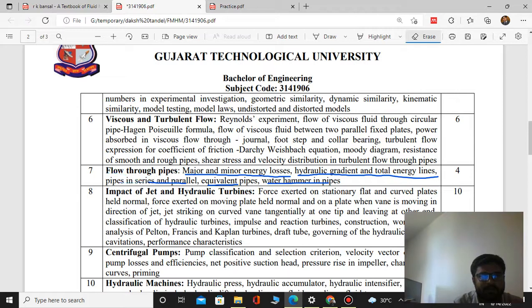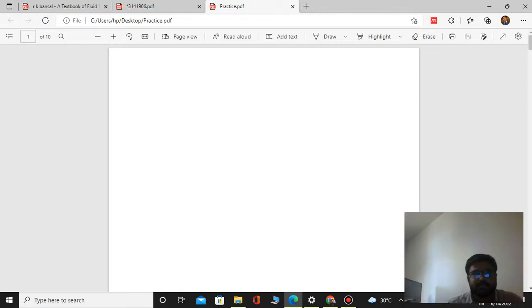Now in that, initially we will cover major losses and minor losses. So we should know what is the difference between major losses and minor losses. So basically major loss means loss occurred due to friction. Loss occurred basically due to friction, so that will be known as major loss.